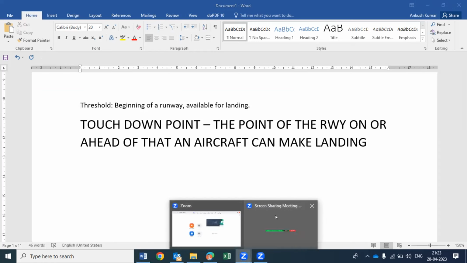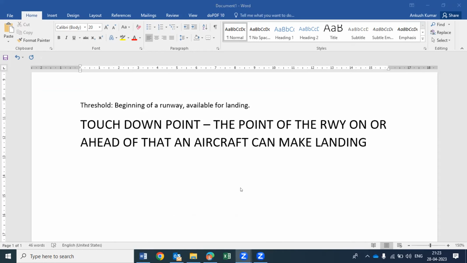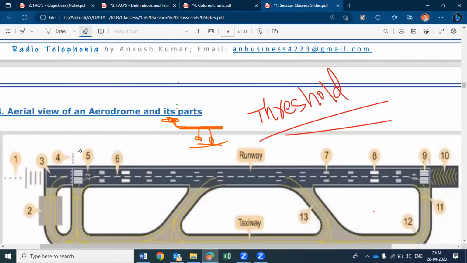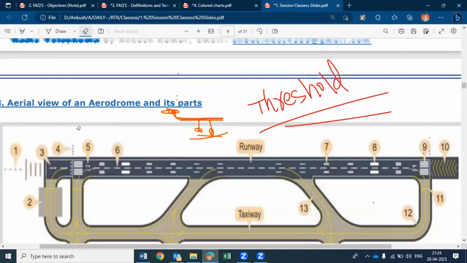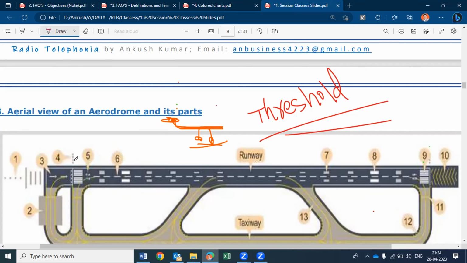Why? Because if you look at here, this is also a beginning of runway, and aircraft can make landing on or ahead of this. Here also, aircraft can make landing on or ahead of this. So this is the touchdown point also, and this is also called the runway threshold. Am I clear till now? Any problem? Any doubt?